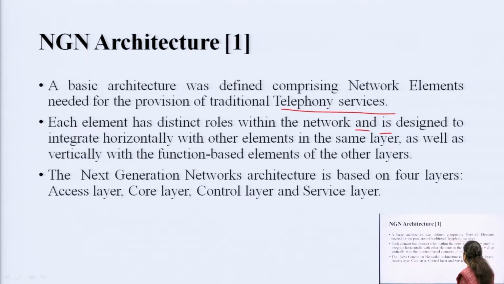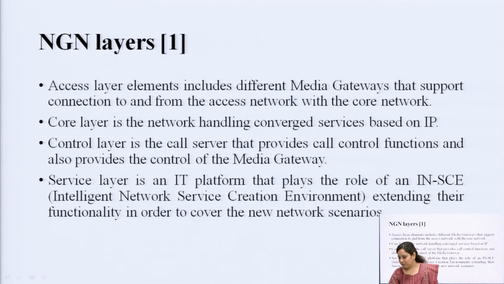The NGN architecture is based on 4 layers. So, these are the 4 layers associated with the NGN architecture: access layer, core layer, control layer and service layer. So, these are the 4 layers which make up an NGN network.